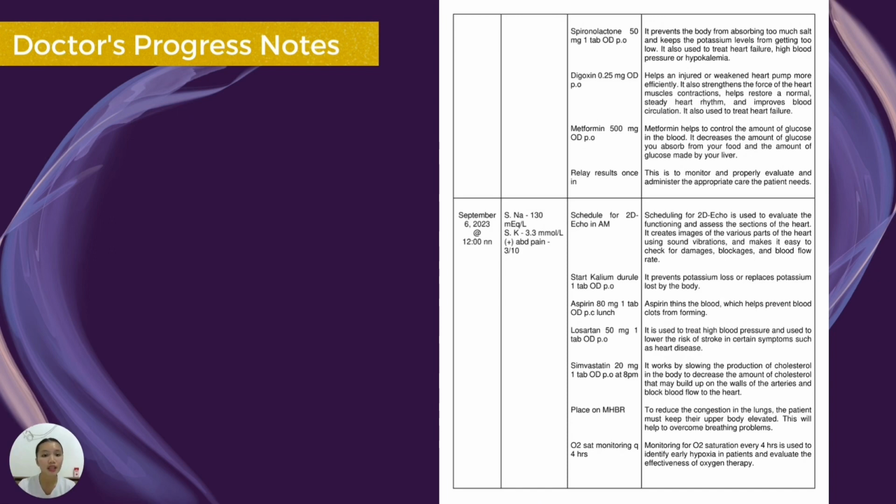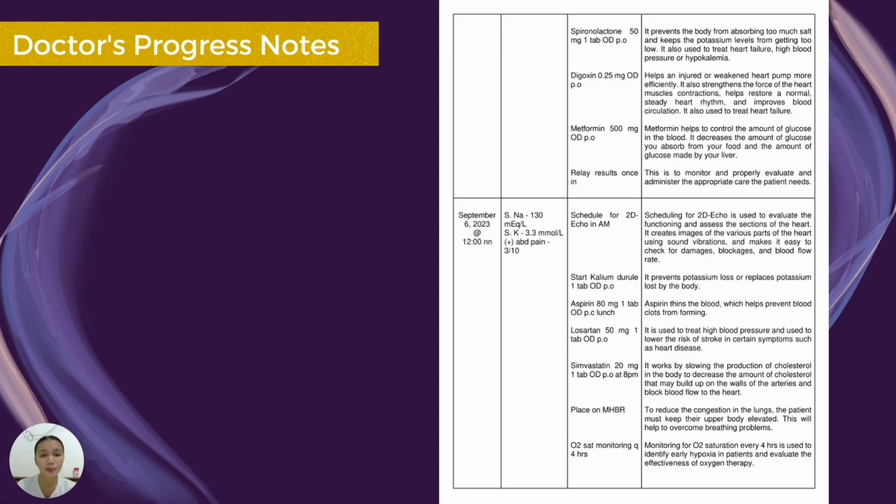Now for the September 6, 2023 at 12 noon, for the progress notes, we have serum sodium, which is 130, and for the serum potassium, which is 3.3, and a positive abdomen pain of 3/10.